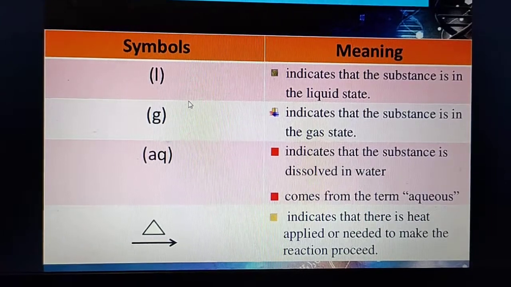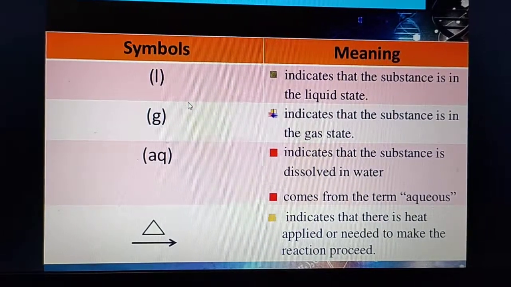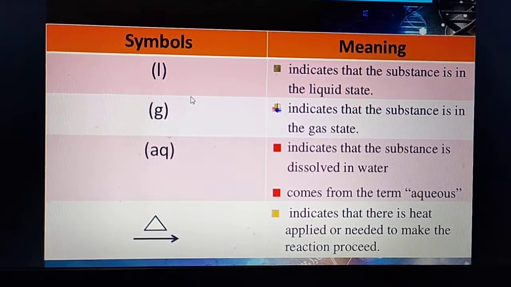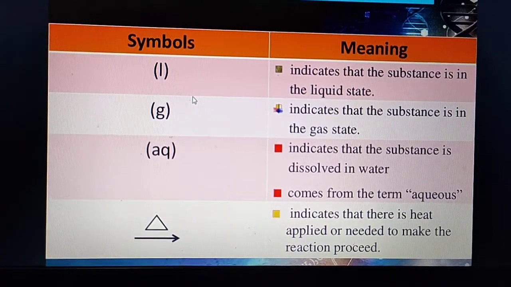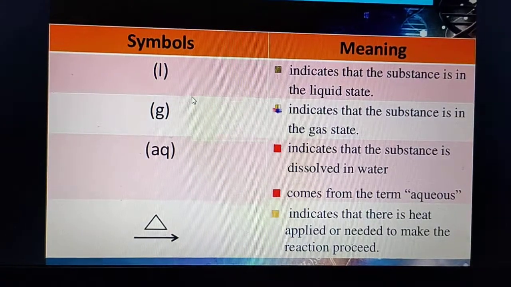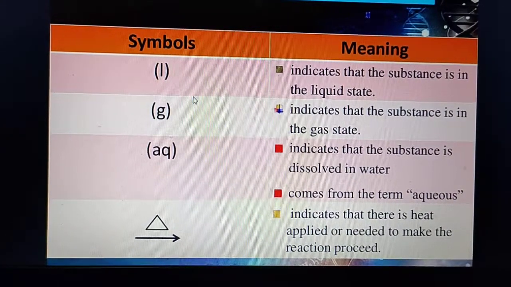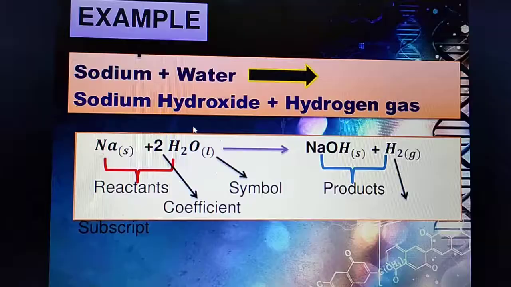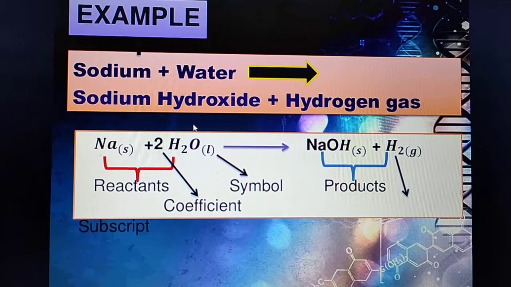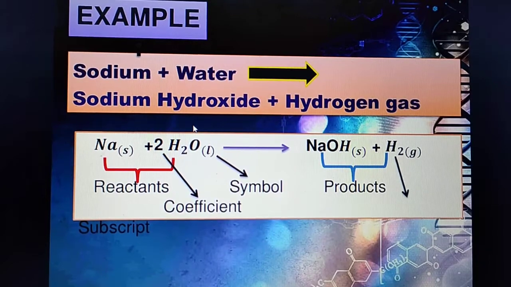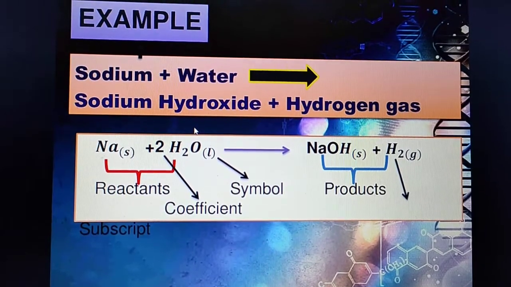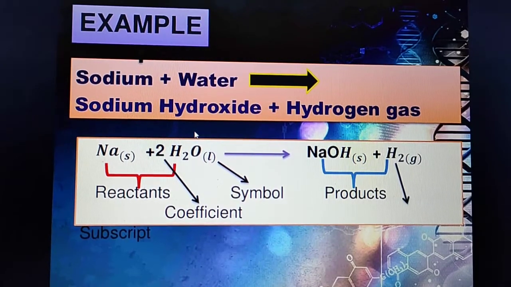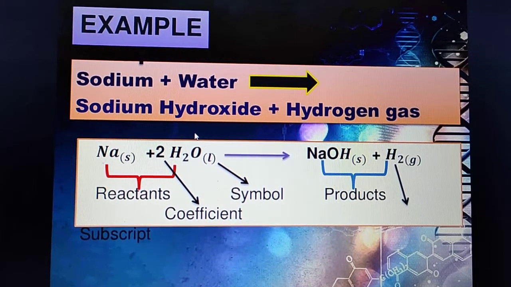(g) means gaseous state. (aq) means aqueous state. And the arrow with delta written over it means we are supplying heat to the reactants, providing heat to proceed with the reaction. Now I am showing you one example, sodium reacts with water. Here you can see how we write a chemical equation.